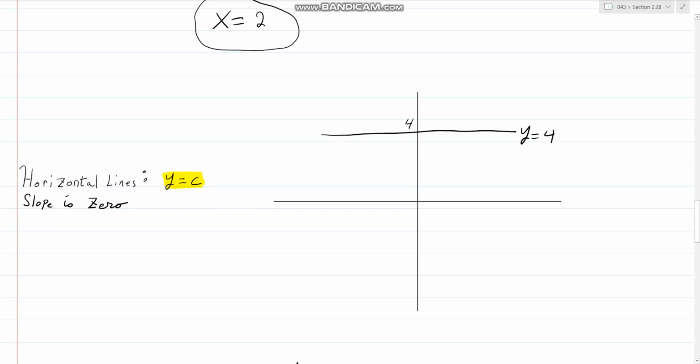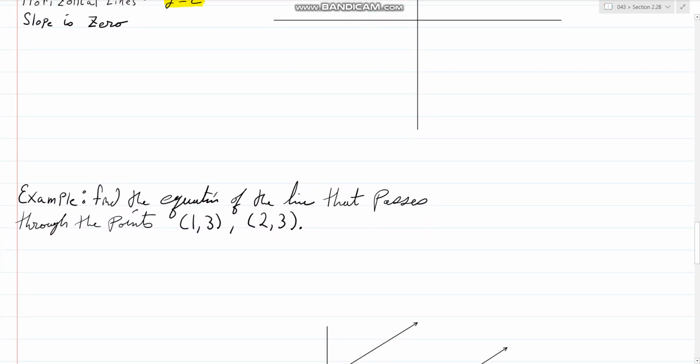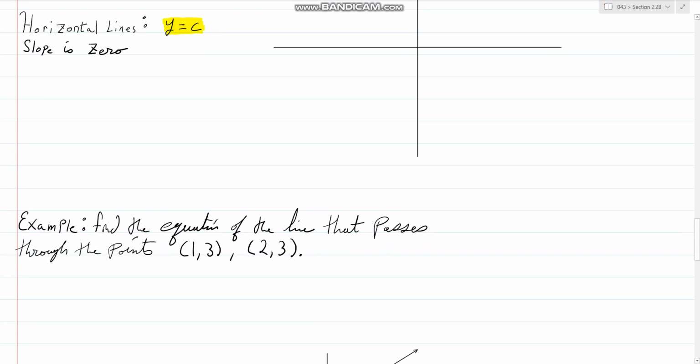If you have a line with slope 0, and that's because the y's are the exact same so when you take the difference it's 0, then you're dealing with a horizontal line. Let's take a look at an example and see how this might come up. Find the equation of the line that passes through the points (1, 3) and (2, 3). I'll find the slope: 3 minus 3 goes to 0, over 2 minus 1, so 0 over 1. And we can see that equals 0. So we can certainly say that we must be dealing with a horizontal line.